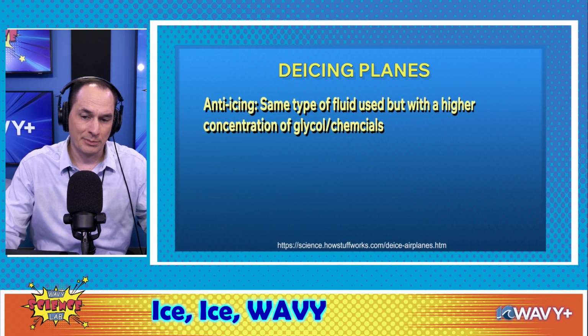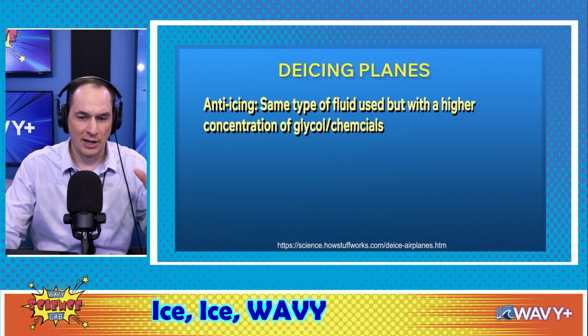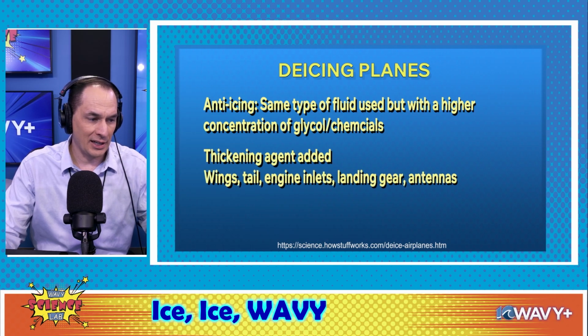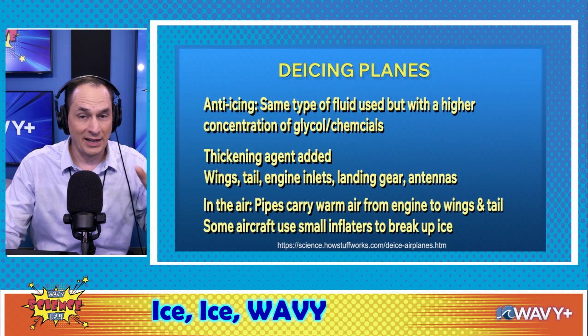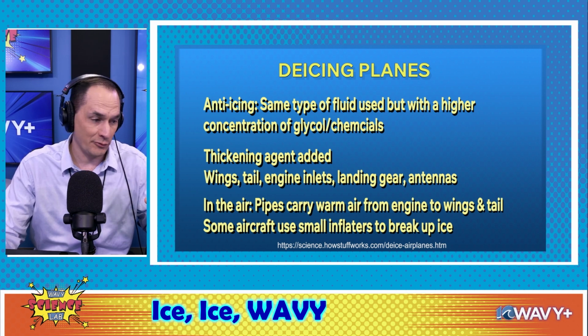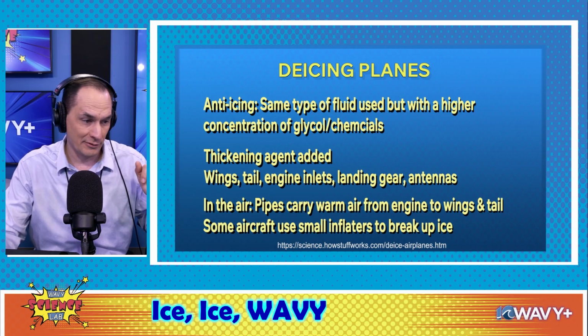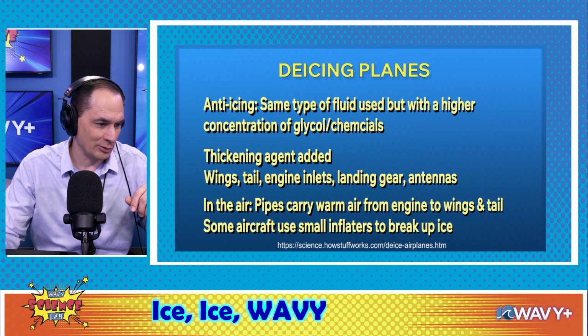So they de-ice the planes, and probably anti-ice the planes. They use the same type of fluid with a higher concentration of glycol and chemicals that's thicker. Thickening agents are added. They put this on the wings, the tail, the engine, so that the ice doesn't form on the planes when it's up there. But I didn't know that. I also didn't know that pipes carry warm air from the engine to the wings and tail to keep that ice from forming. And some aircraft use small inflators to break up the ice. I'd love to know more about that, but for the sake of the podcast, I just took it to add value.